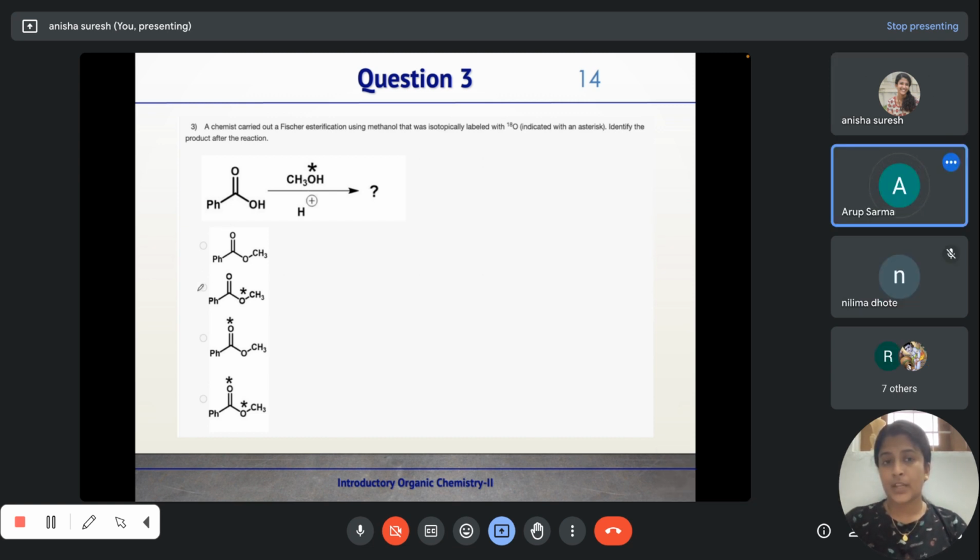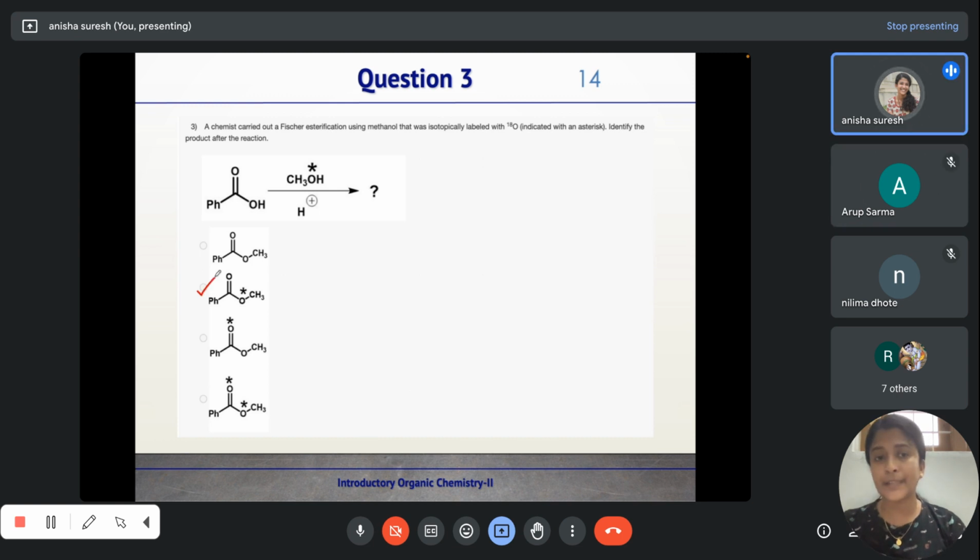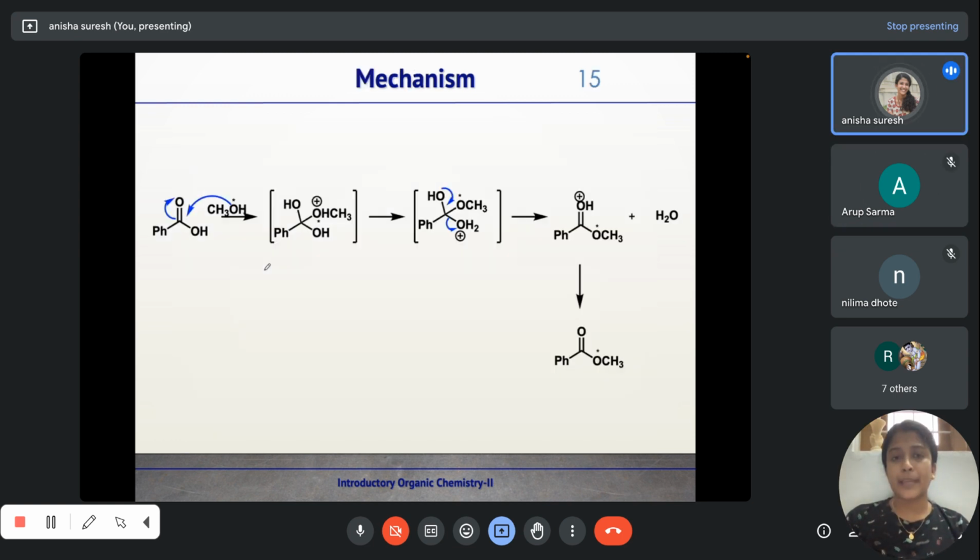Second ester. The second one will be the right answer. We will see the mechanism for that reaction. Here the methanol will be attacking at this carbonyl carbon, which is the electrophilic center. It will open up, resulting in the formation of this tetrahedral intermediate. Now a proton transfer can take place between the CH3OH and OH, resulting in the formation of this tetrahedral intermediate.